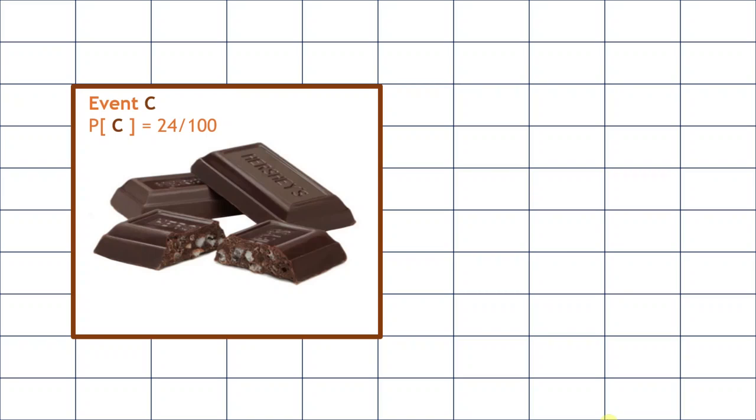We talk about the event C, which is liking chocolate. The probability of drawing someone who likes chocolate is 24 out of 100 because we counted 24 cells or squares. And the entire sample space is 100, and that's why it's 24 divided by 100, or 24%.